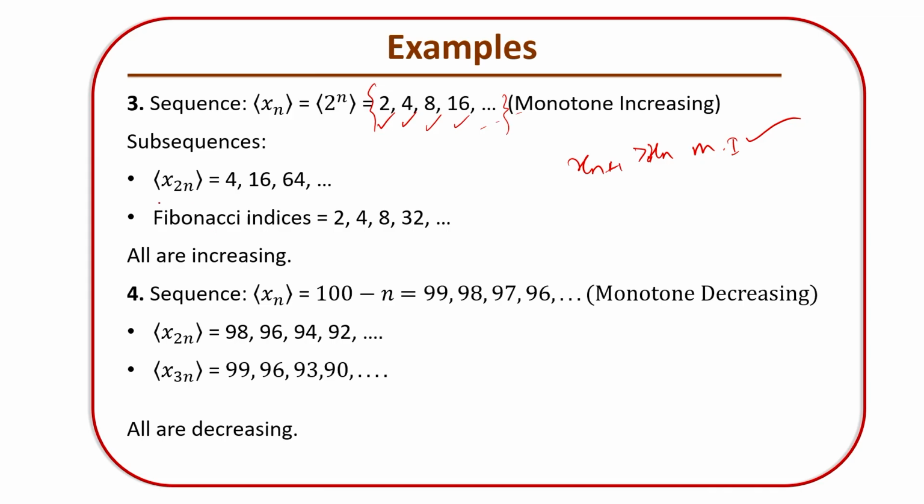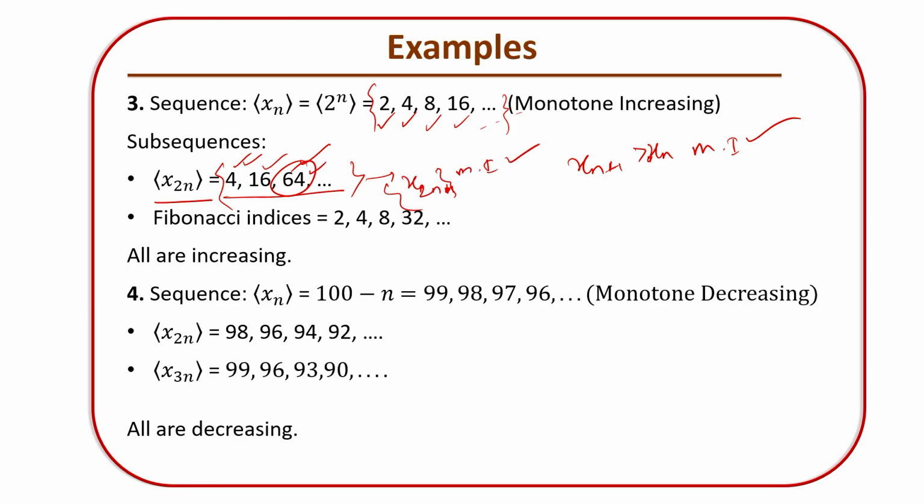So look at another subsequence which consists of x_{2n}. Their terms are 4, 16, 64, and we have also seen that x_{n+1} is always greater than the preceding terms. So it becomes a monotonic increasing sequence, right?